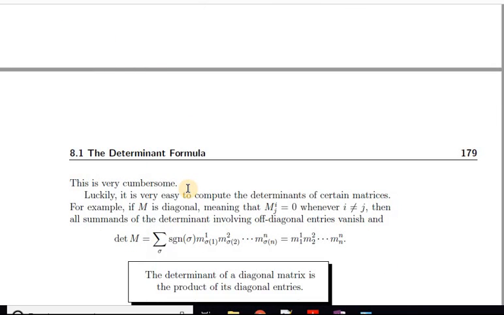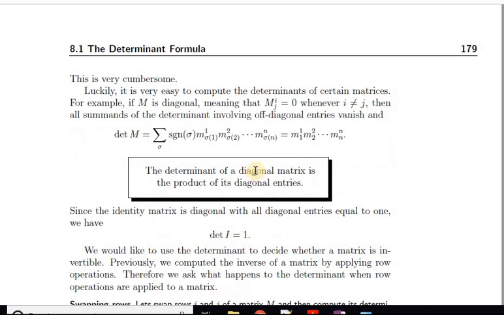Now let's look at some special cases. For example, suppose M is a diagonal matrix. Then what do these terms say? Well, look at this expression here. If M is a diagonal matrix, then M_ij is 0 whenever i is unequal to j. In other words, if I have any term that has the row index unequal to the column index, I'll get a 0. Because I'm taking a product, even if just one of these has row index unequal to column index, then the term is going to be 0.